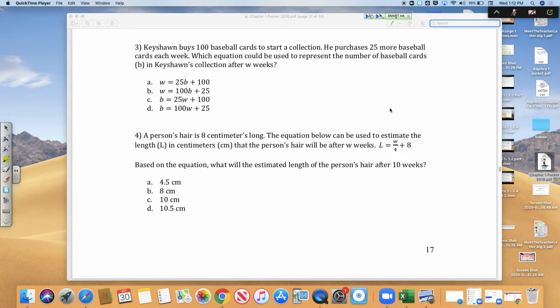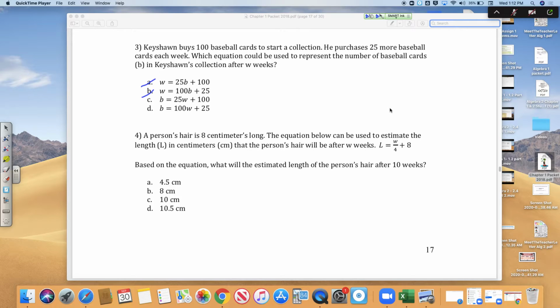So I know the equation has to be either C or D because of the fact that the number of baseball cards is going to be equal to how many weeks he is saving. So A and B are not going to be it. So I'm already down to C and D, just 2 choices.